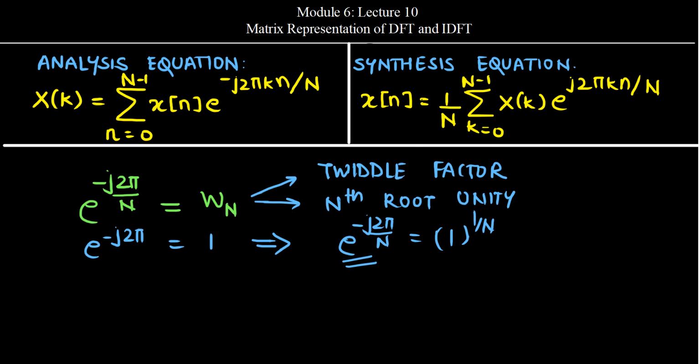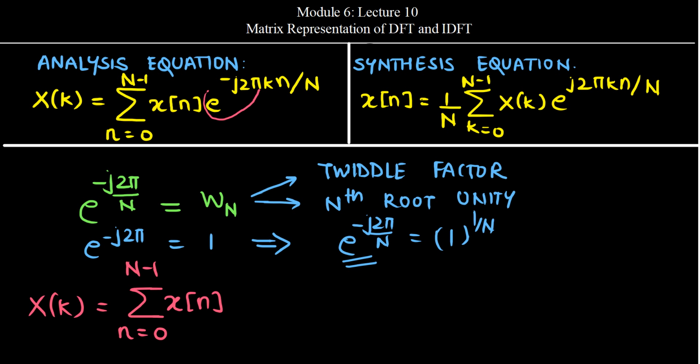So we can write this X of k as summation n running from 0 to N minus 1 x of n into, and this factor, e to the power minus j 2 pi by N, can be simply represented as W_N, raised to the power of kn. So this is the new representation for this analysis equation.